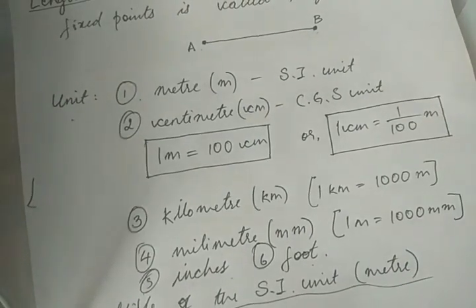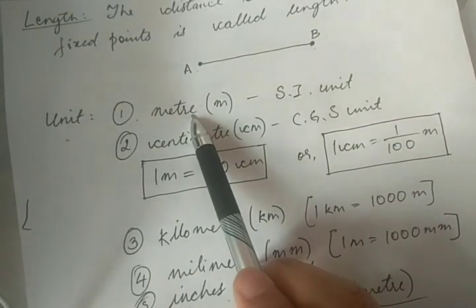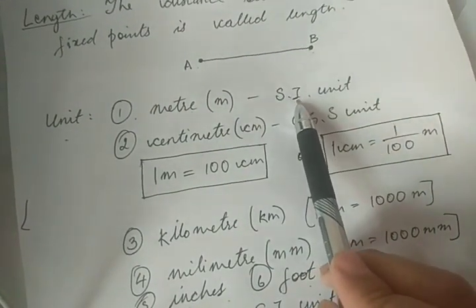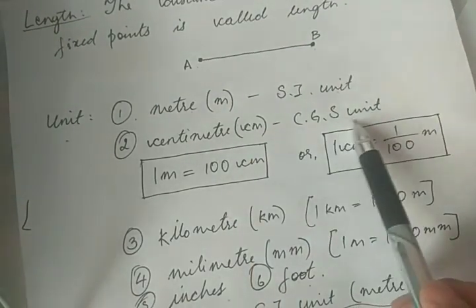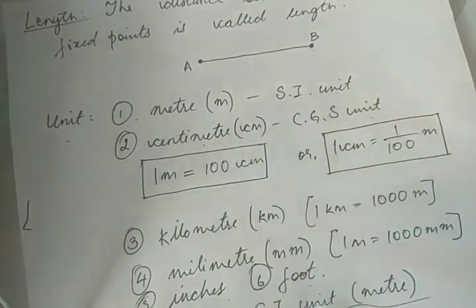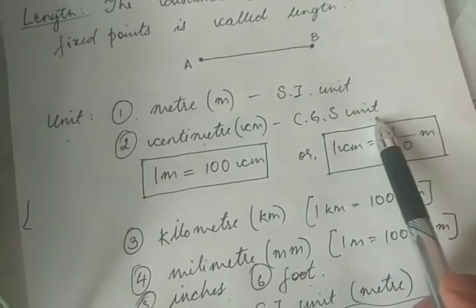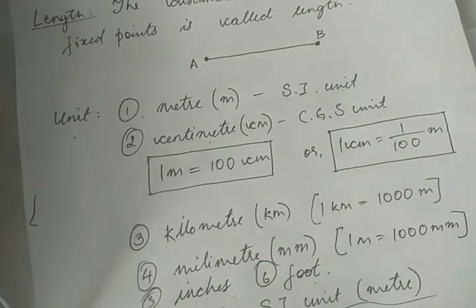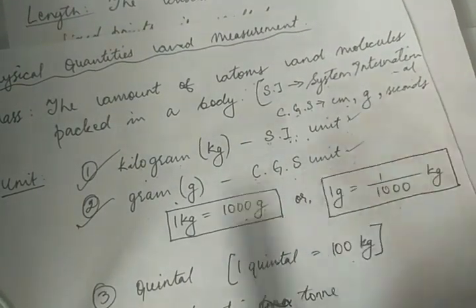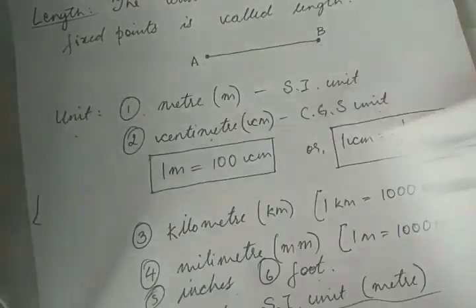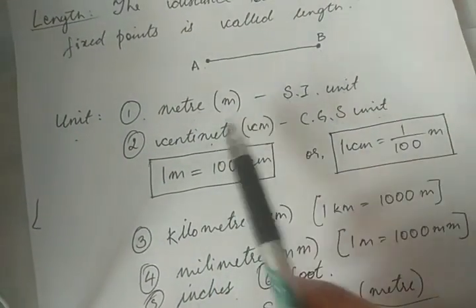Out of these many units, the most special ones are meter, which is the SI unit, System International Unit or Standard International Unit. The CGS unit for length is centimeter. So if someone asks you what is the SI unit for length, it's meter. What is the CGS unit for length? It's centimeter. What is the SI unit for mass? It's kilogram. What is the CGS unit for mass? It's gram, don't forget. SI unit of length is meter, CGS unit of length is centimeter.